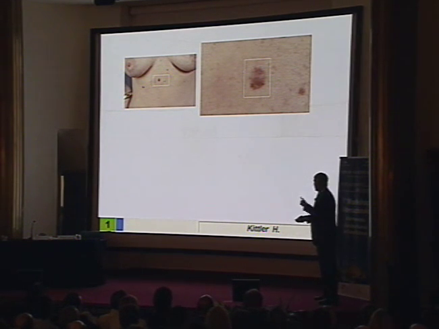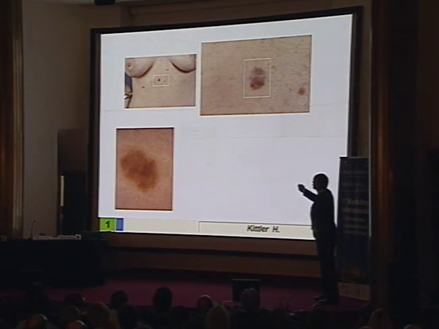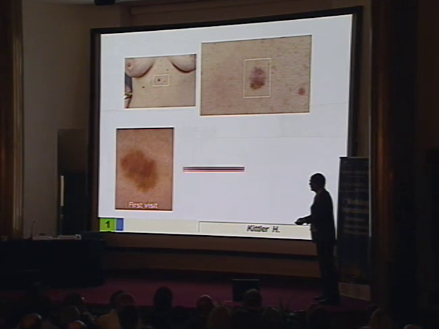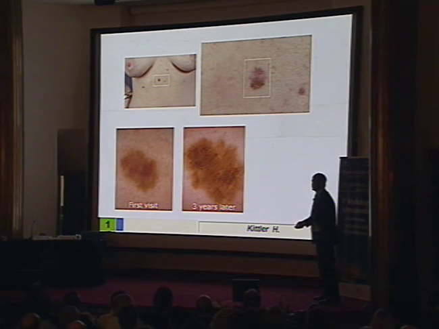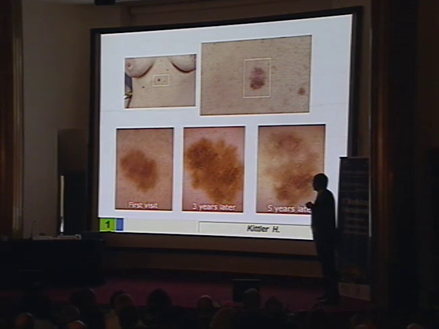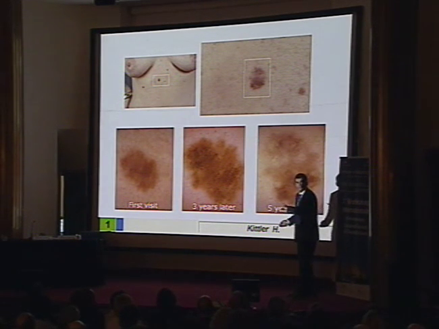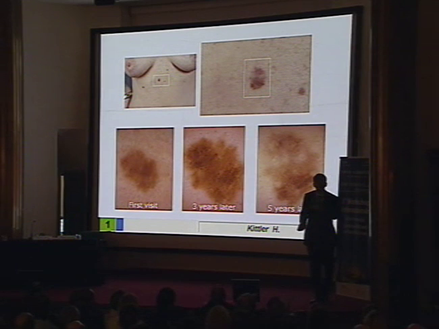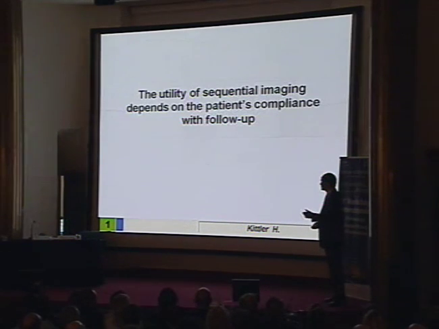So patients are not always compliant. This is a non-compliant patient. This is the first visit. This is a melanoma, obviously, and this is the first visit. This is the second visit 3 years later. Usually we tell them 3 months or 6 months. And this is the regressive melanoma after 5 years. You can see how slowly they progress. So you have time usually. So the utility of sequential imaging depends on the compliance of the patient also.